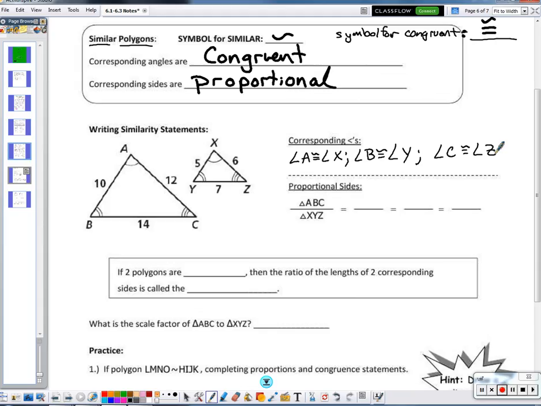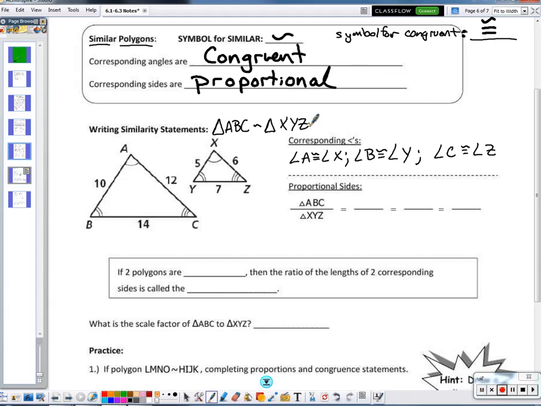Since all those angles are congruent, that's one step towards naming that these two triangles are similar. So I have triangle ABC, and it would be similar to triangle XYZ. See how the order of the letters match the order of my congruent angles? That's very important to recognize.